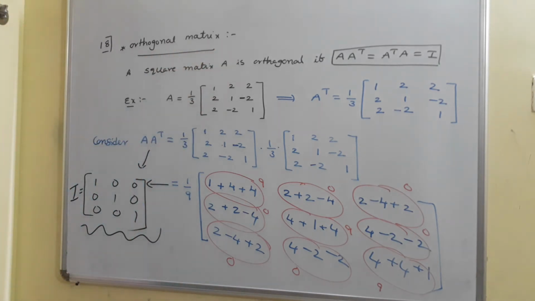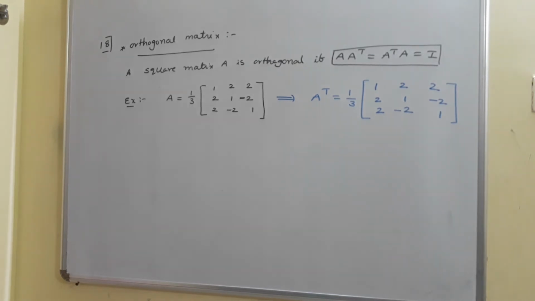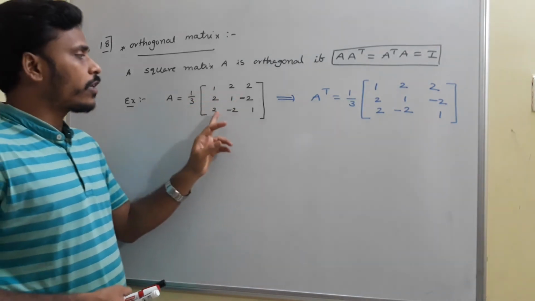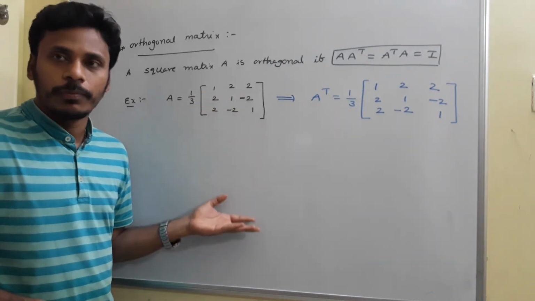First of all, you just go through the discussion. Okay, just look at the board. Here A is equal to 1/3 times the matrix [1 2 2; 2 1 -2; 2 -2 1], which is orthogonal, as we just proved.